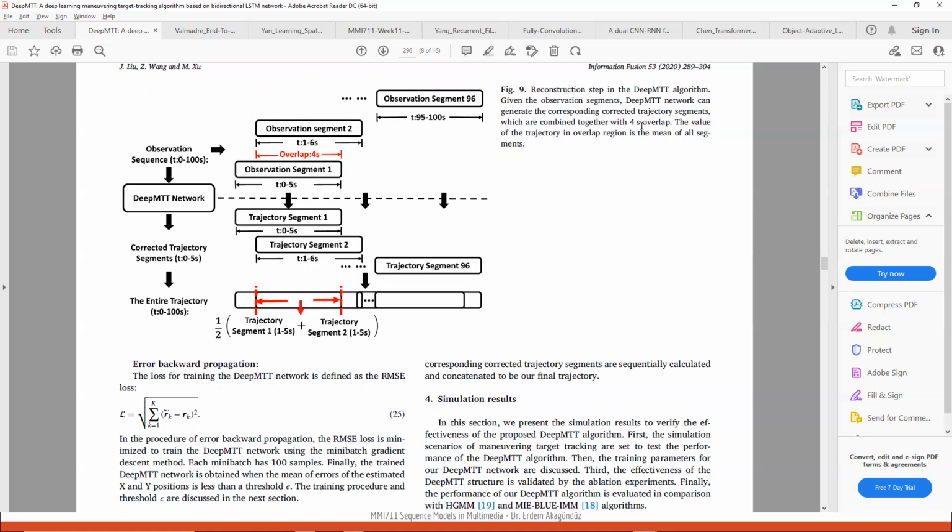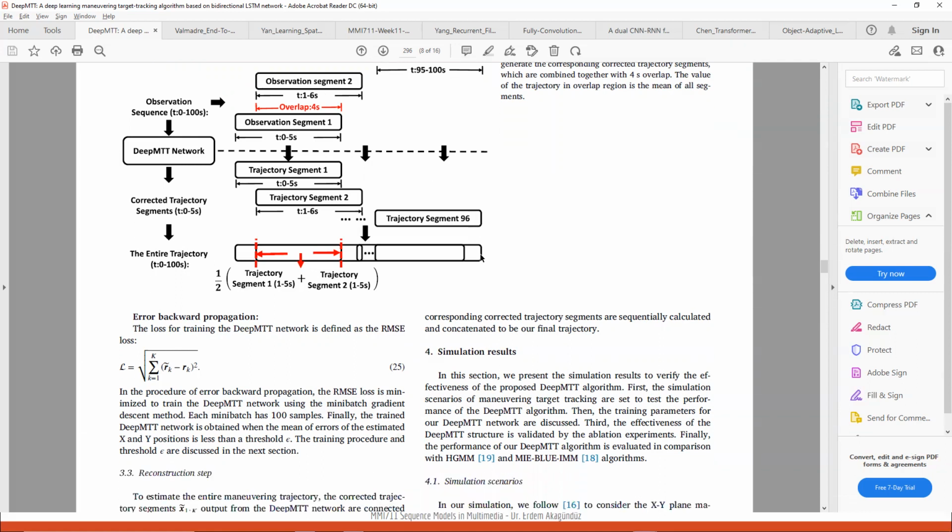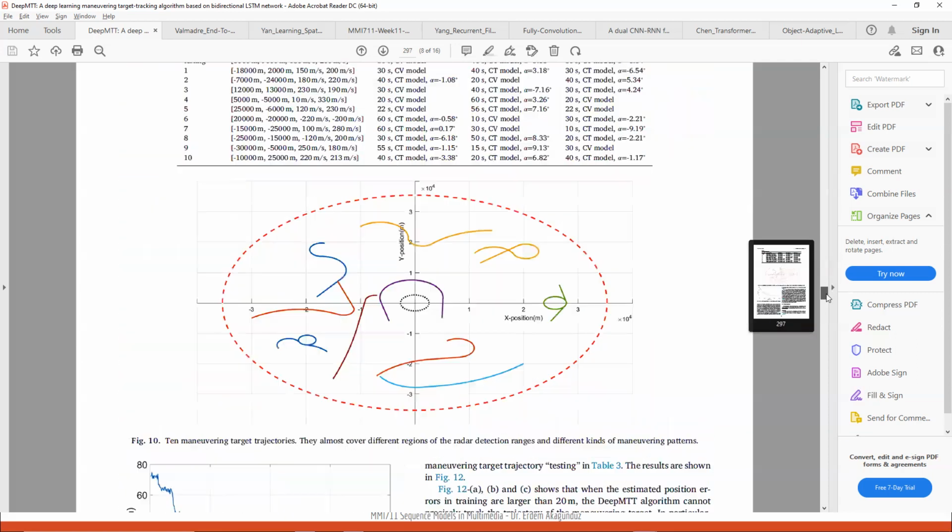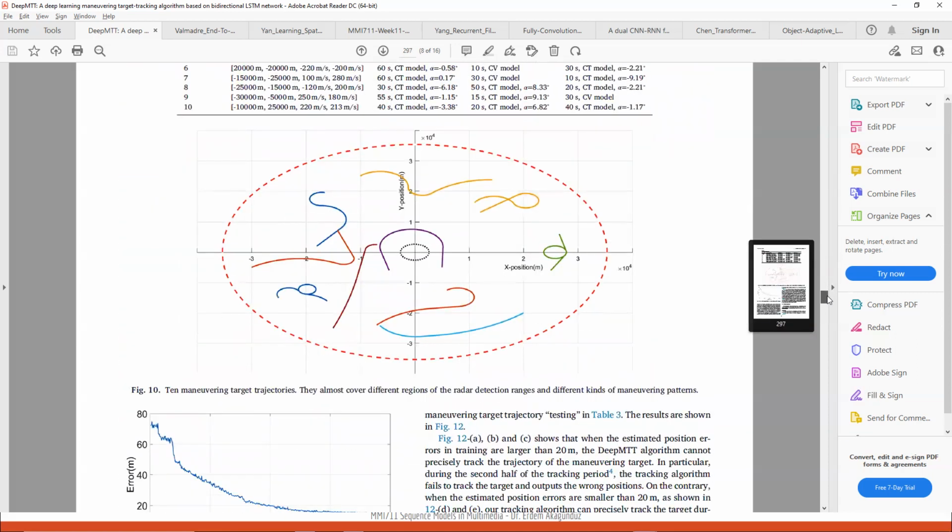That's how they operationalized it, because the incoming data is continuous, and they decided to use overlapping windows, and they talk about these overlapping windows here, and there are some results. In the end, in that space of candidate pixels, these are the multiple trajectories they obtain.